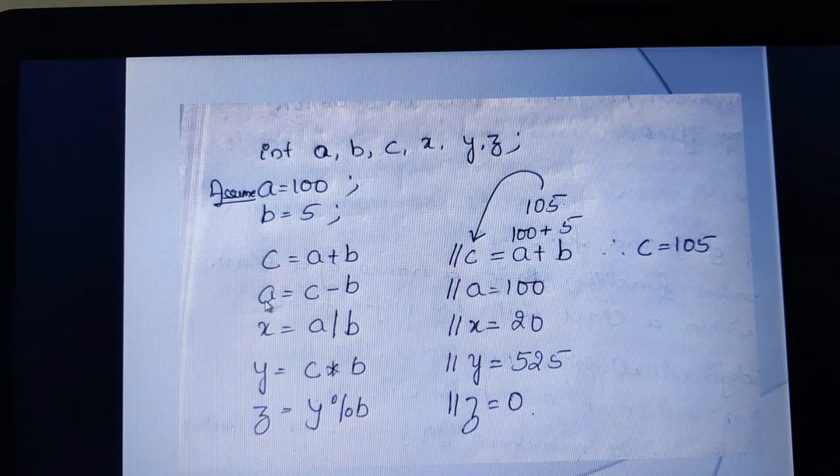Similarly, when I perform this, it is always right hand side to the left hand side. So C minus B, what is the value of C? C is 105. Here we don't have the value of C, right? We got the C value from here. So 105 minus, what is the value of B? That is 5. 105 minus 5. So the new value of A will be 100.